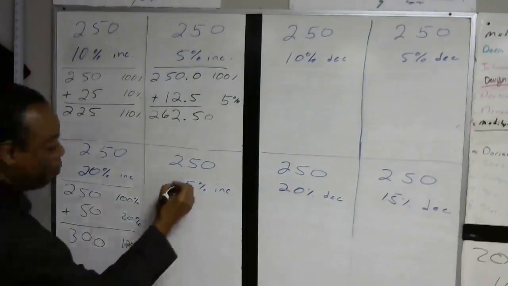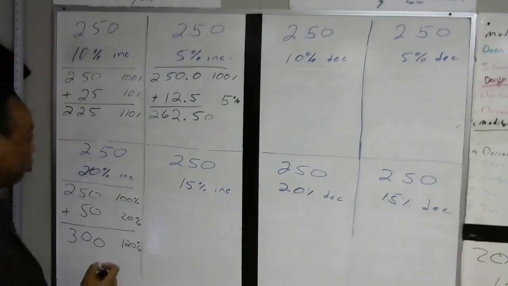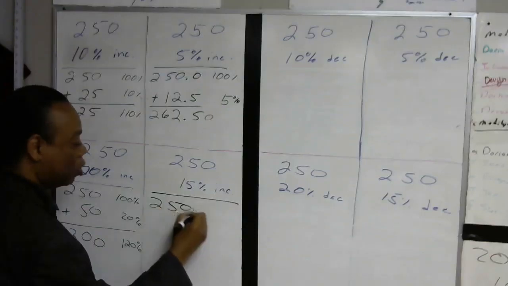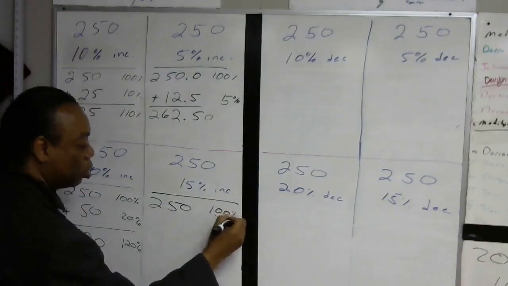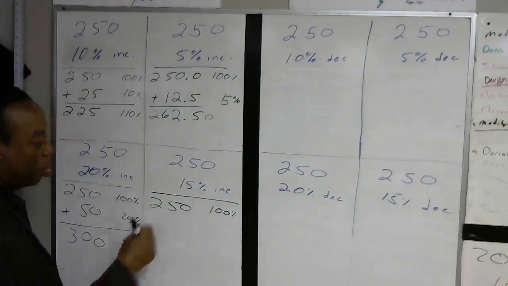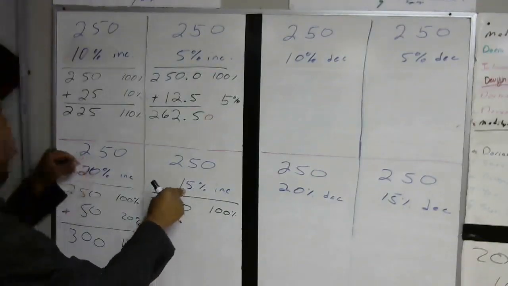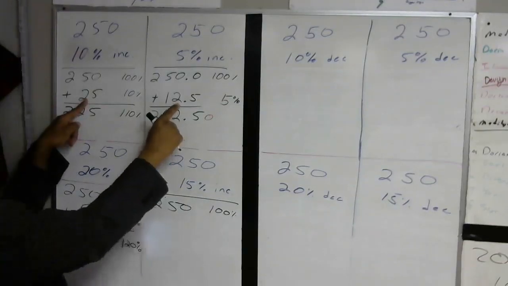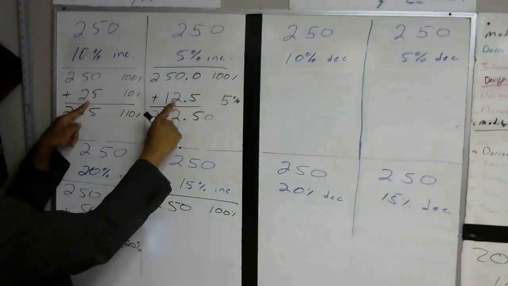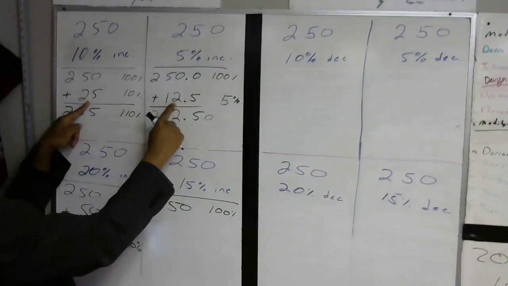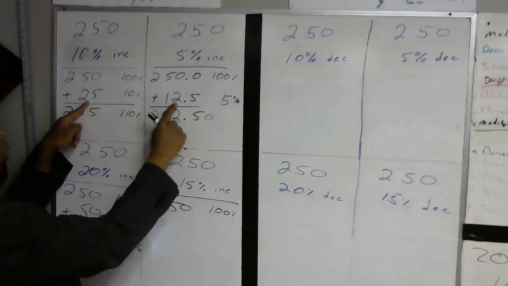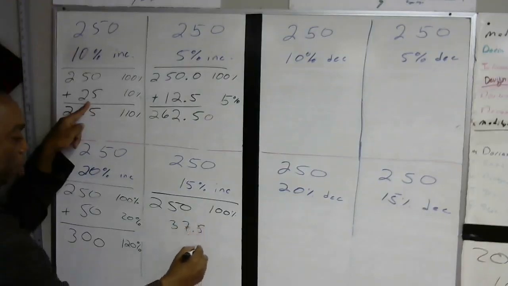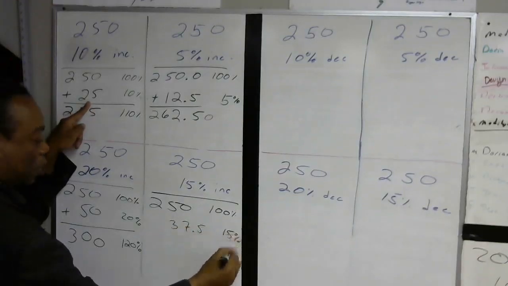Now, let's make a 15% increase. Again, starting off with our original 250, this represents 100%. That is the original number. To find 15%, we're going to take our 10% and our 5% answers and add these together. So a 25 added to a 12.5 will give us 37.5. And that represents 15%.